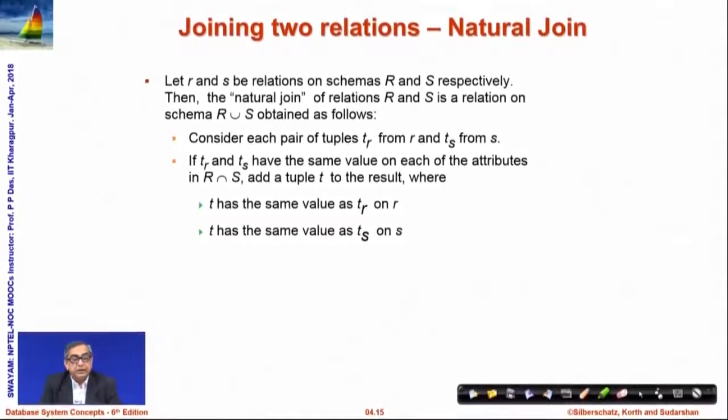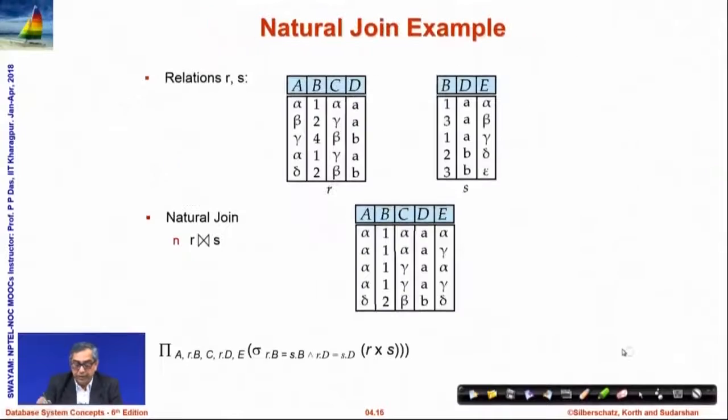There is a nice operation which is a derived one, which can be written in terms of other operations, which is called a natural join, which we will use very heavily. Let me first show you an example of that. Suppose I have two relations R and S, and what is important is there are some attributes which are common between them.